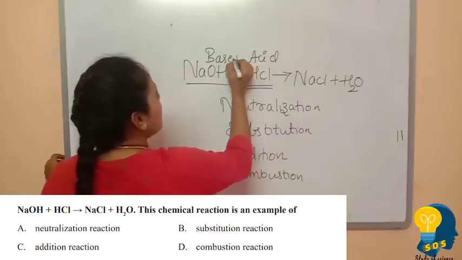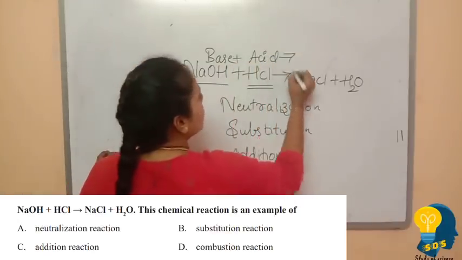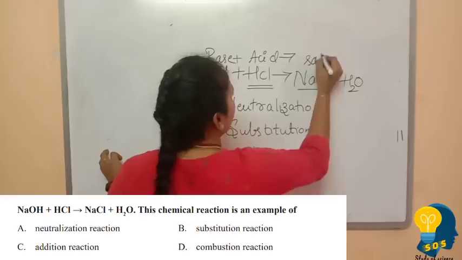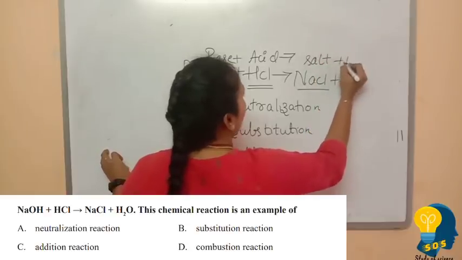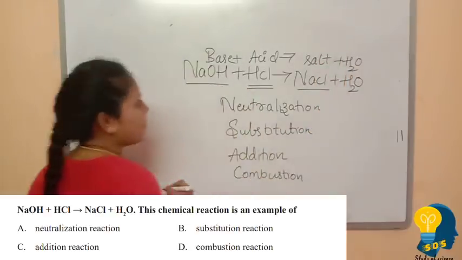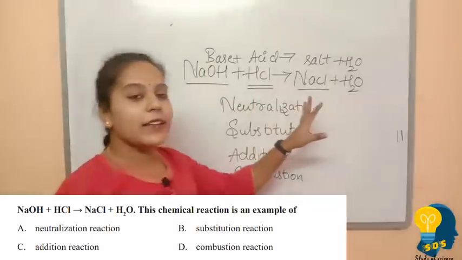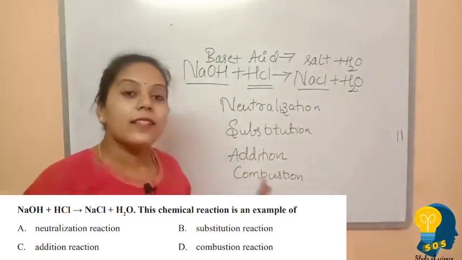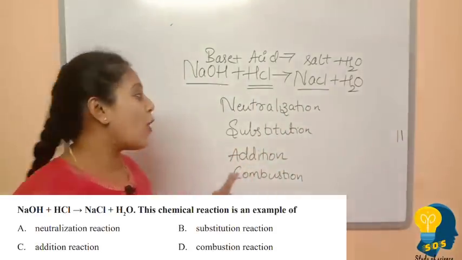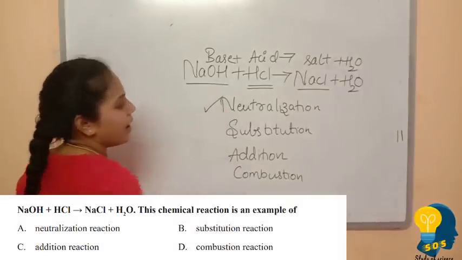So base plus acid gives rise to sodium chloride, which is our salt, and the water is also being released. Okay, so base plus acid gives rise to salt and water. This is the example for a neutralization reaction.